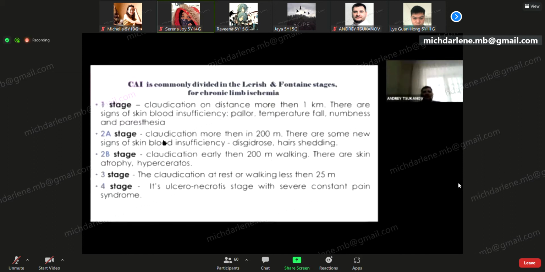2B stage, claudication earlier than 200 meters of walking. There is skin atrophy in Buerger. Third stage, claudication at rest or walking less than 25 meters. Fourth stage, it's also the necrotic stage with a severe constant pain syndrome.